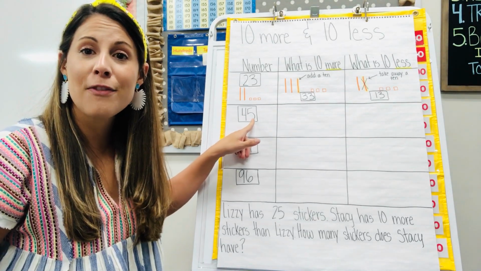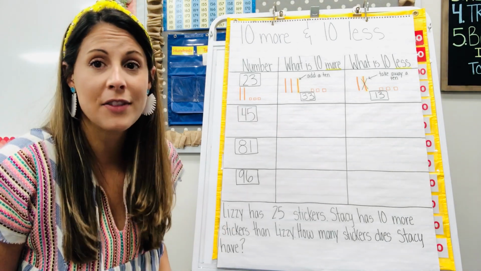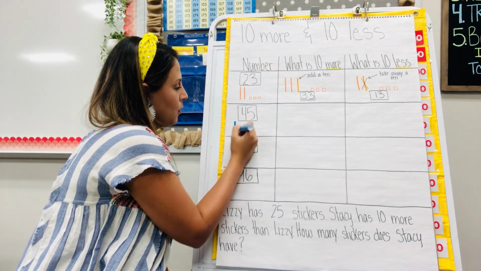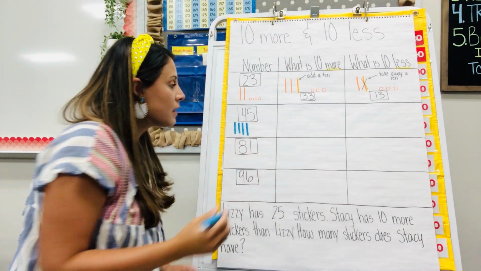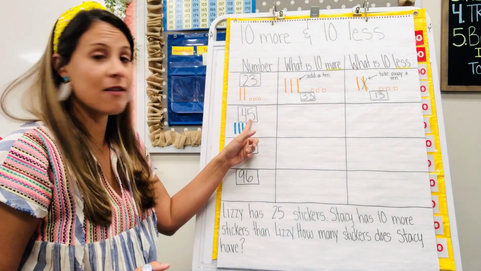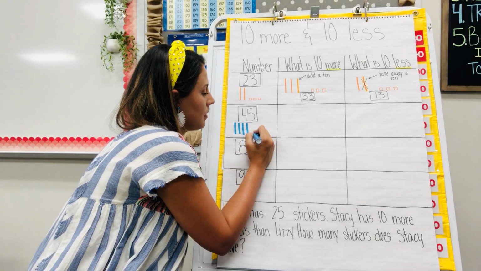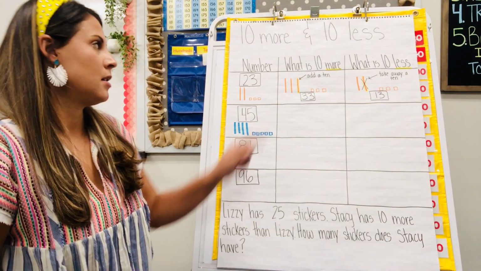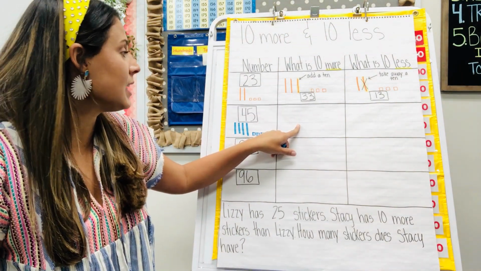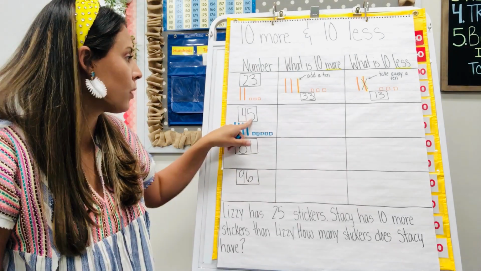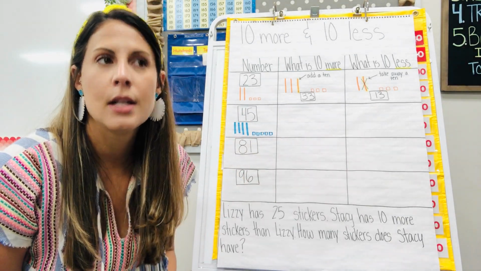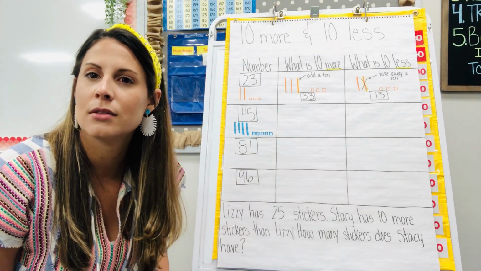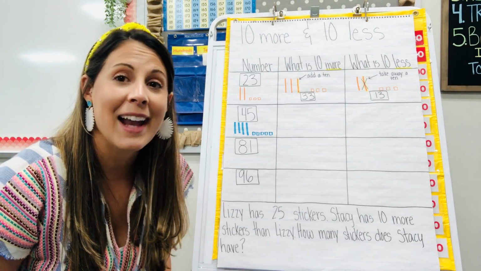So 45. First, I wanna draw out that number to help me understand. 45. 4 10s, because there's a 4 in the tens place, and 5 1s, because there's a 5 in the ones place. All right, so this next box, I need to figure out what 10 more than 45 is. 10 more. That more means we're going up, we're adding. So think about what I'm gonna do. I need to add a 10.